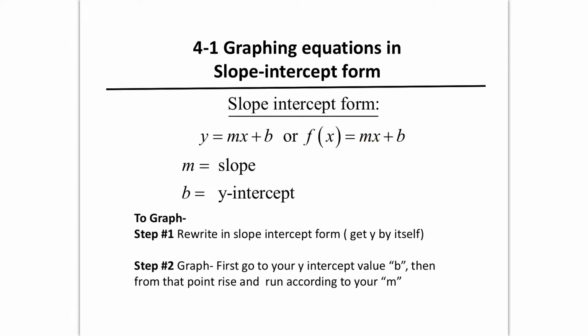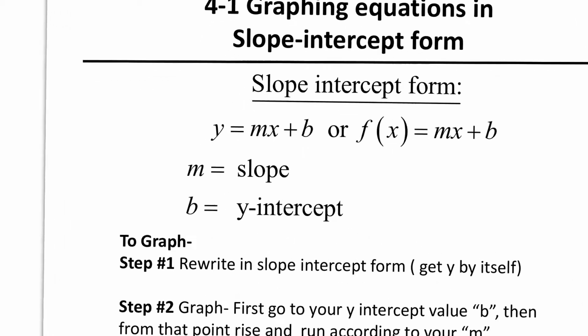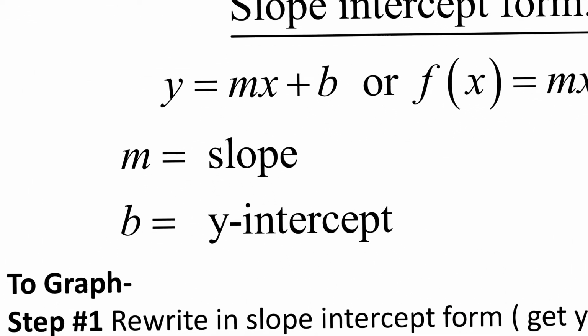There's three forms that you need to understand in order to graph a line. We are talking about the slope-intercept form first, but there's also the standard form, which we talked about a few videos ago, and we also are going to look at the point-slope form. Now, what is the slope-intercept form and what do we need in order to graph the line?